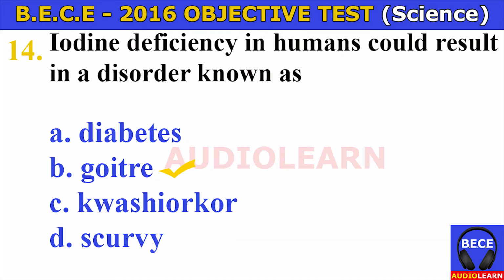Number 14. Iodine deficiency in humans could result in a disorder known as A. Diabetes, B. Goiter, C. Kwashiorkor, D. Scurvy. And the answer is B. Goiter. Iodine deficiency in humans could result in a disorder known as goiter.